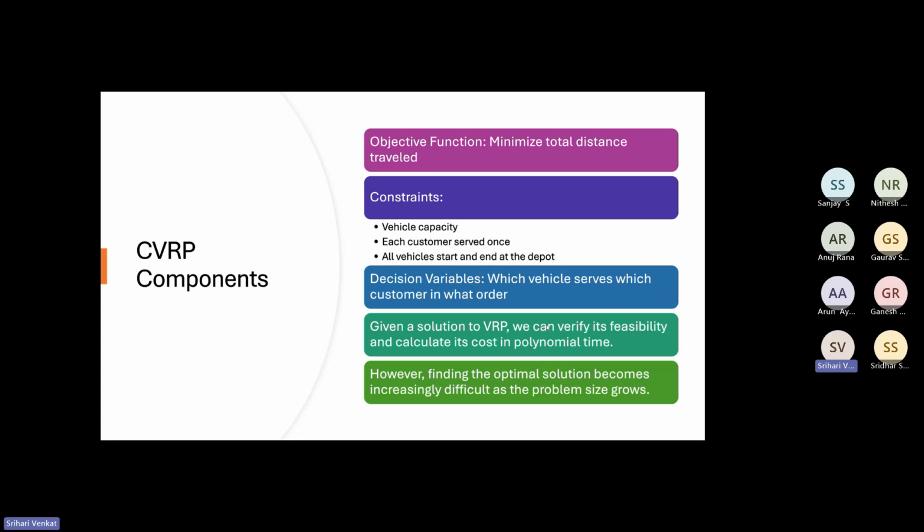As discussed earlier, given a solution to the vehicle routing problem, we can verify its feasibility and calculate its cost in polynomial time. However, finding an optimal solution becomes increasingly difficult. The complexity increases exponentially as the problem grows. So giving an exact solution is not feasible at all times.